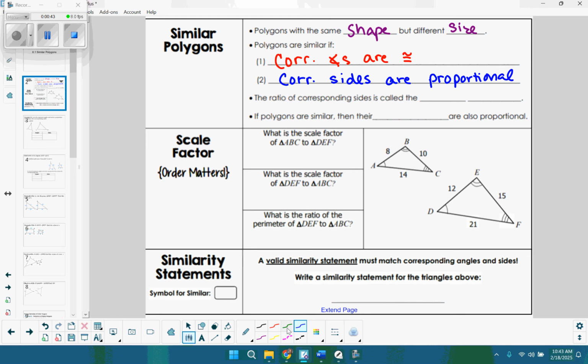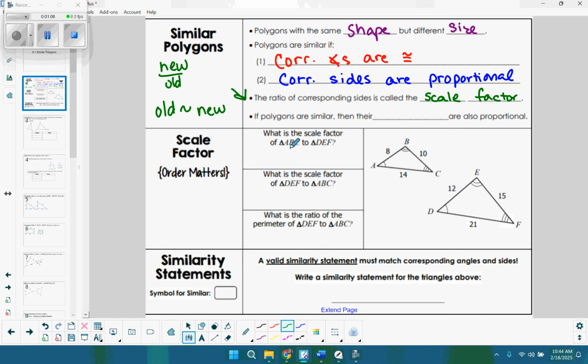The ratio of the sides is still called the scale factor, and we're still going to do new over old. When we make a similarity statement, it's old is similar to new. So just a little note: it's still new over old, and our similarity statements are written as old is similar to new.